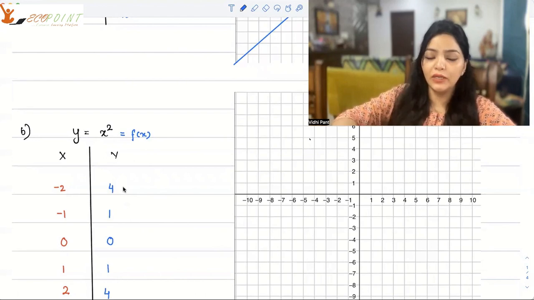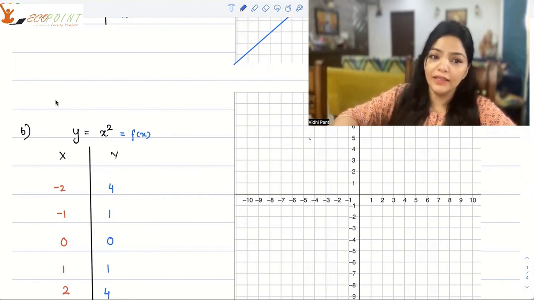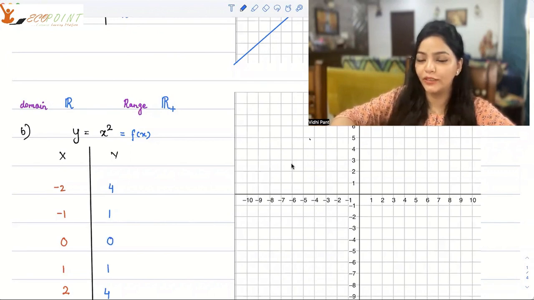If you see, you are getting the same values for the negative and positive numbers here, which is because the power of x is 2. So when you square any number, you get a positive number as a result. Clearly, the domain of this function is R, but the range of this function is R plus. Please remember that. Now, let us plot these points on the Cartesian plane.